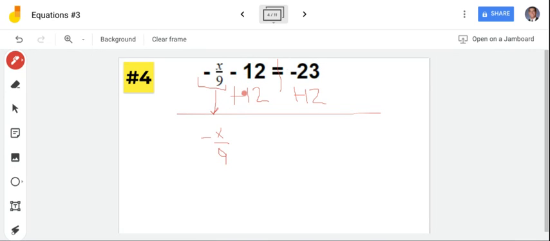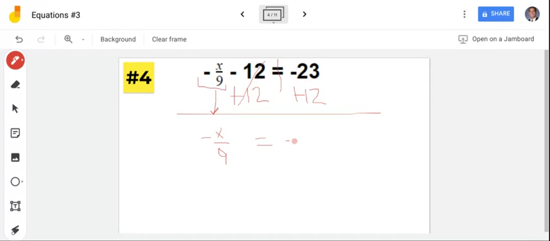And what is negative 12 plus 12? That is 0, right? That's the whole reason I added 12 to both sides, is so that these terms would cancel. I bring my equal sign straight down. Over here, I have negative 23 plus 12. Different signs, subtract, keep the big guy. I should get a negative 11.